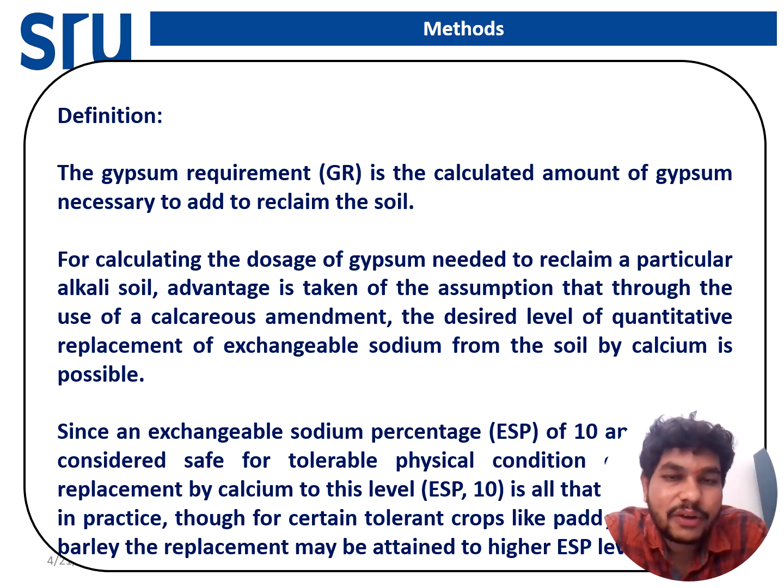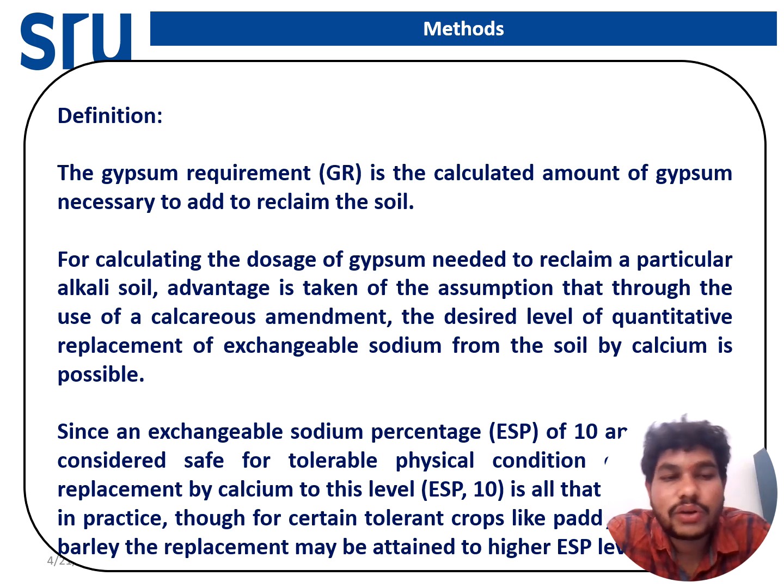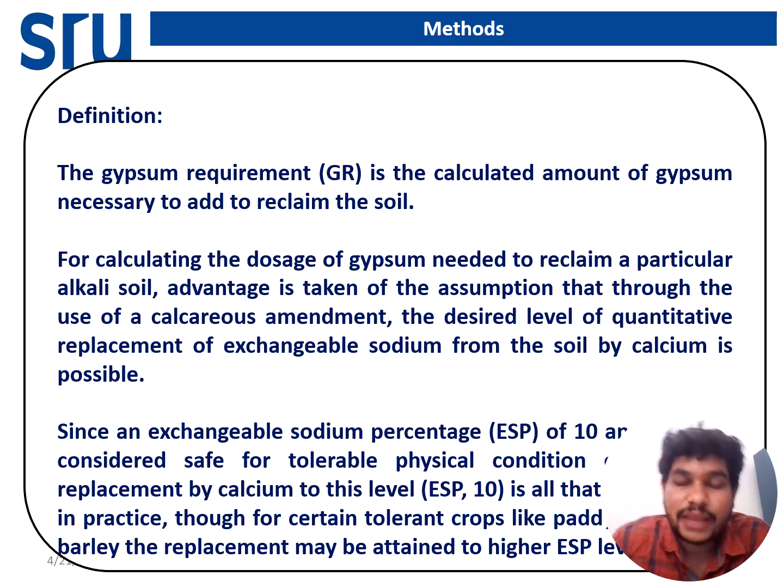The definition of gypsum requirement is the calculation of the amount of gypsum required to reclaim the sodic soil. So, how to calculate the dosage of gypsum requirement to reclaim the sodic soil? In sodic soil we will apply gypsum to reduce the ESP of the soil down to 10. An ESP up to 10 is good for the physical condition. If the ESP is more than 10, we have to reduce it to less than 10. For that, we have to calculate how much gypsum we are applying.